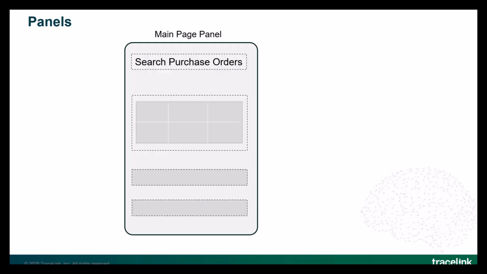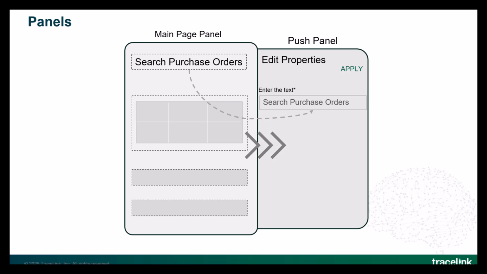A panel in OSE is essentially a container or layout area where we place fields, collections, and UI elements related to a business object. You can think of panels like sections on a web page. You can include tables, form fields, collections, and are fully configurable. There are different types of panels, the most common being the main page panel, which is the default view when you open a page. Then there are push panels.